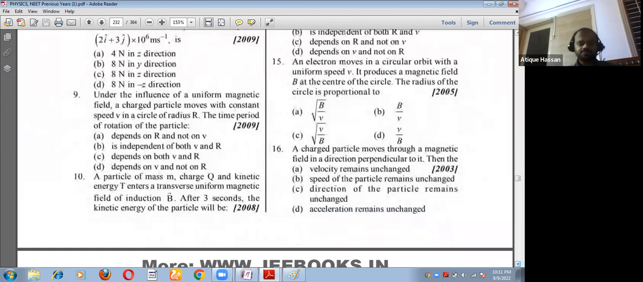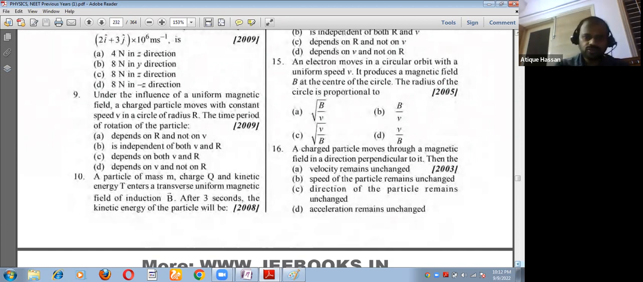Solve question number 16. Very easy. All of you who have done with 15, solve 16. Question 16 says, a charged particle moves through a magnetic field in a direction perpendicular to it. Then, I have told you that velocity is not constant. So A is not correct. Speed remains unchanged. Yes, speed remains constant. Direction of particle remains unchanged. No, direction is changing. Acceleration remains unchanged. So acceleration is also changing. We know that acceleration is towards the center. So the correct option is B.